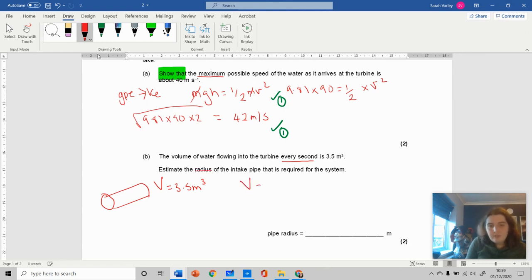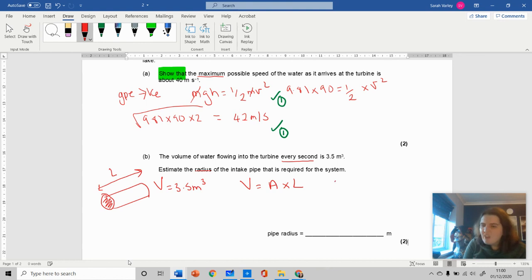So volume is the area times by the length of this tube. So this is the cross-sectional area, okay? And this is where it becomes interesting. This here is, of course, the length. And because it is every second, and you know that the speed is about 40 metres per second, it's a little hint that you're going to be using it here. I know that this length every second is going to be about 42 metres. So I can actually work out the area.